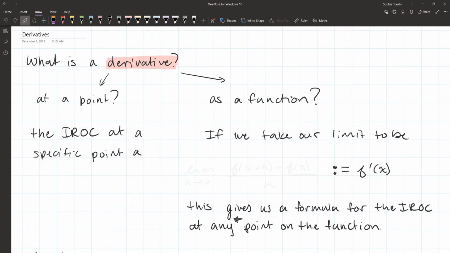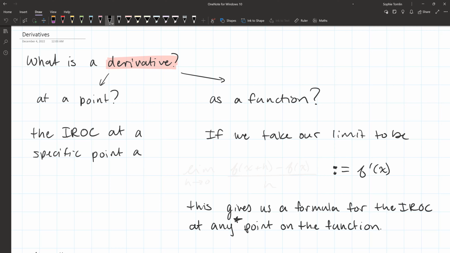So we have, what is a derivative? We can find it in two different ways. We can find it at a point, so that is the instantaneous rate of change at a specific point a. Or we can use the same idea of the limit, but use it to find the function.